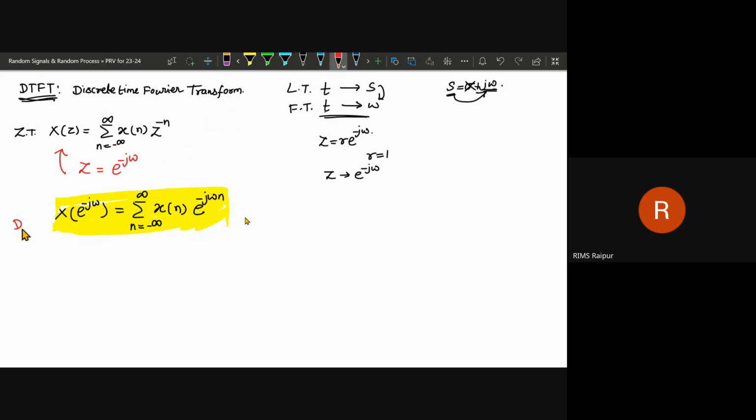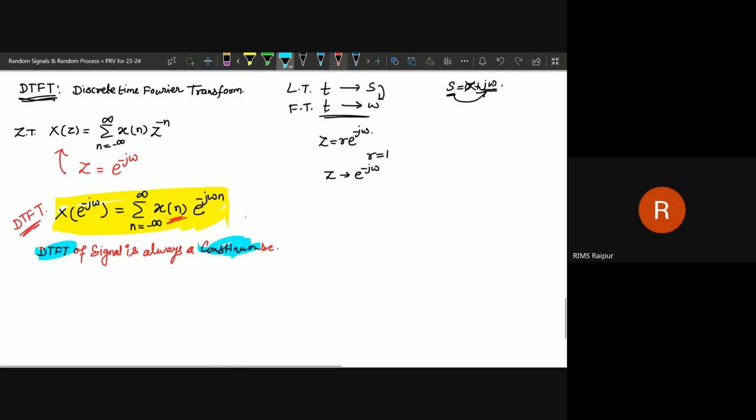And this part, X of e raised to power j omega, is called the DTFT of the signal x of n. Correct. Now let's discuss some points related to DTFT. So the DTFT of a signal is always continuous. Although we are finding the Fourier transform of a discrete sequence, the discrete time Fourier transform of this sequence will be continuous.